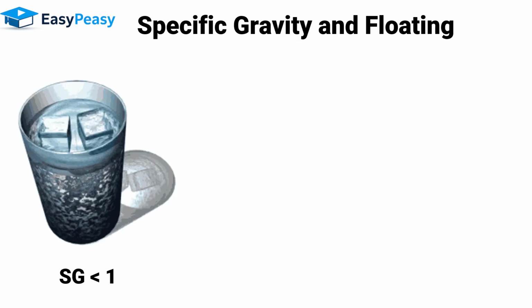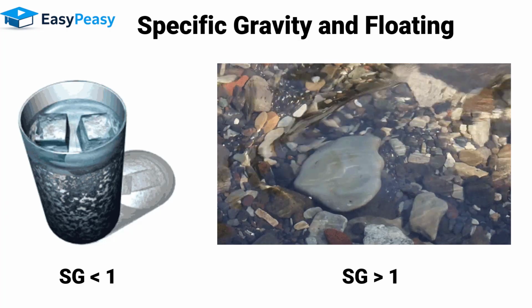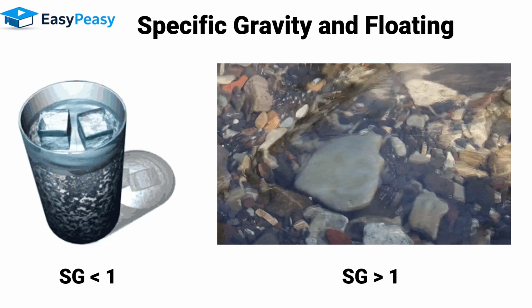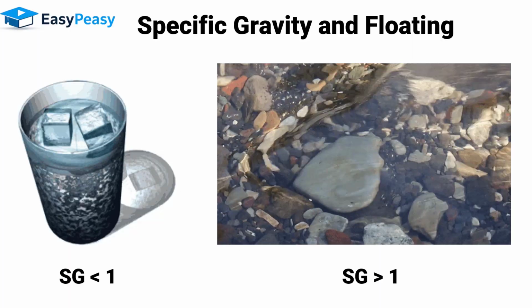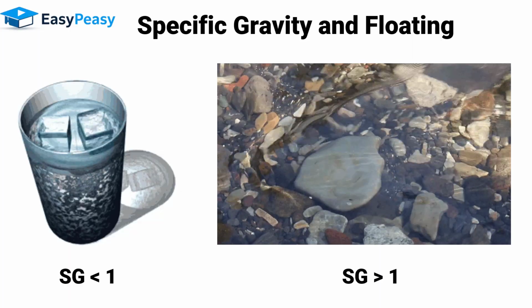Okay, so specific gravity and floating also have direct connections with each other. If the value of specific gravity is less than 1, the thing is going to float on water. Just like here, the ice cubes are floating, so its specific gravity will be under 1. On the other hand, the rocks have a specific gravity more than 1. That's why they are sinking in the water.